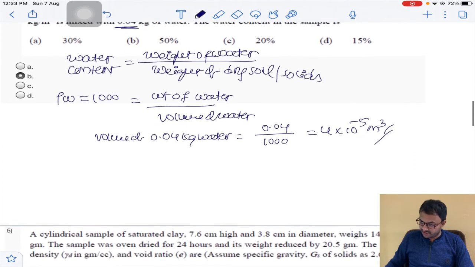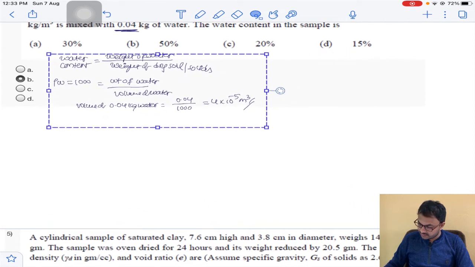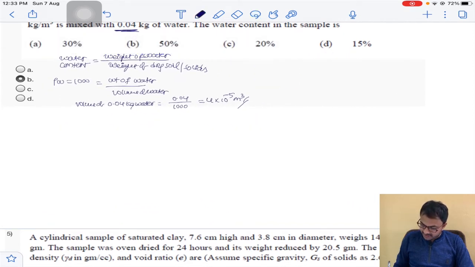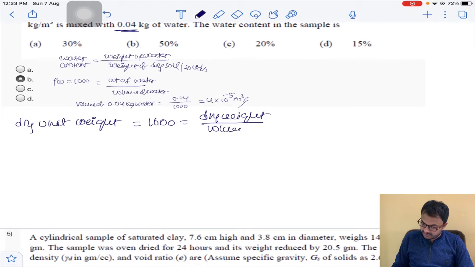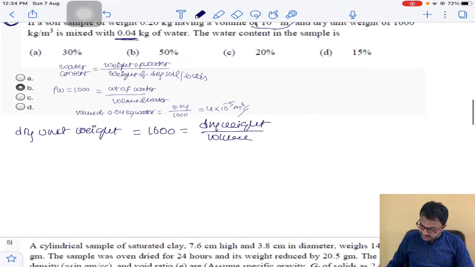And he has given some more information. I'm minimizing this content. Okay. And now dry unit weight he has given. How much? It is 1600. Dry unit weight means dry weight divided by volume. So volume he has given, it is 10 power minus 4. Okay, that is dry weight divided by volume 10 power minus 4.